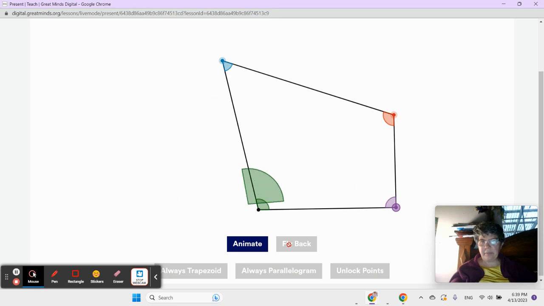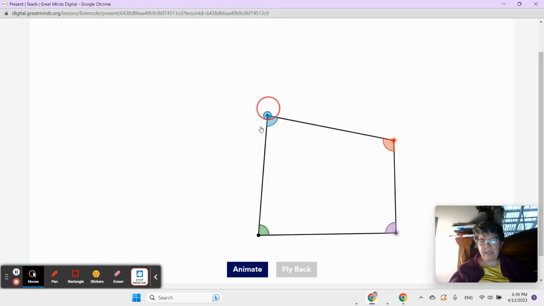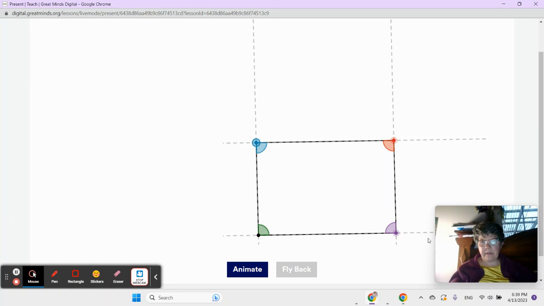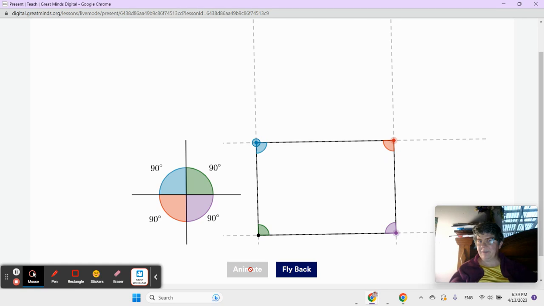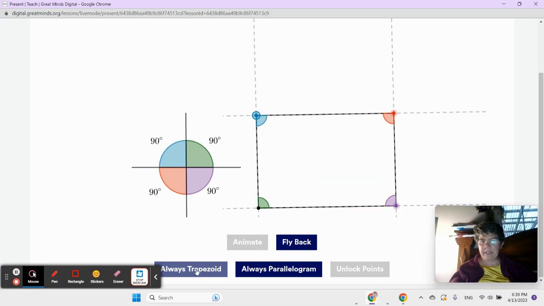Let's try and make it a square. Well, that's a rectangle. Do you think the interior angles of a rectangle all add up to 360? Yes, they do. 90 times 4 is 360. Okay, let's make it fly back.